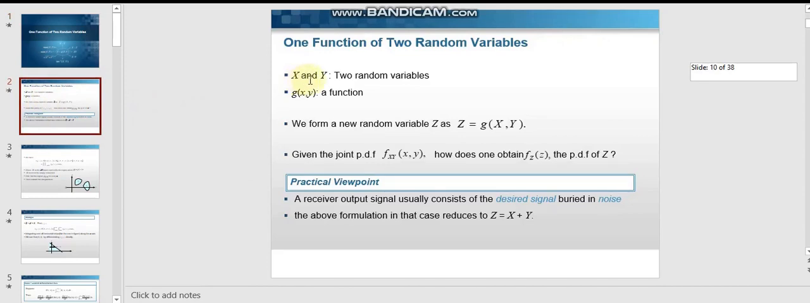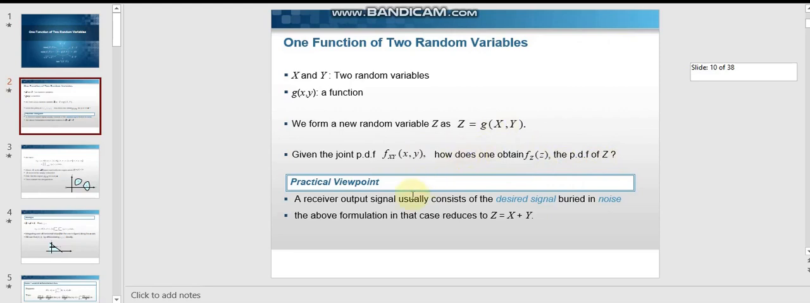So X and Y are two random variables, and a new random variable is the function of X and Y. Given the joint PDF f sub XY, how does one obtain the PDF of a new random variable Z? So here we first know the joint PDF of two random variables, and we will find the PDF of the new random variable Z, which is the function of random variables X and Y.